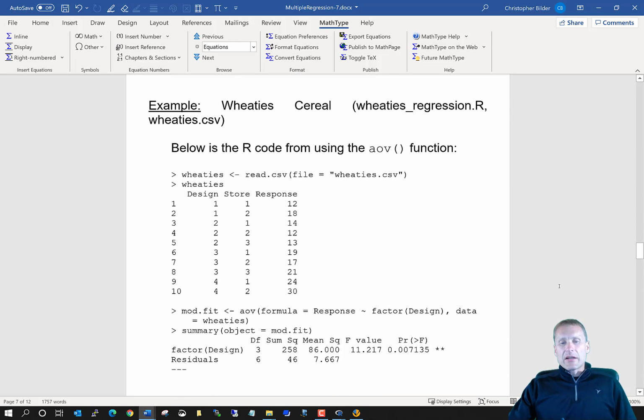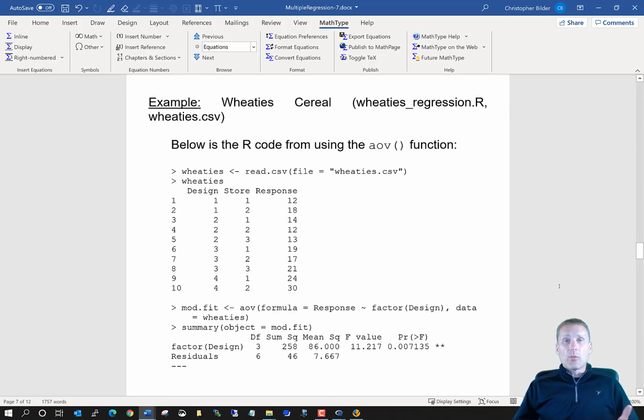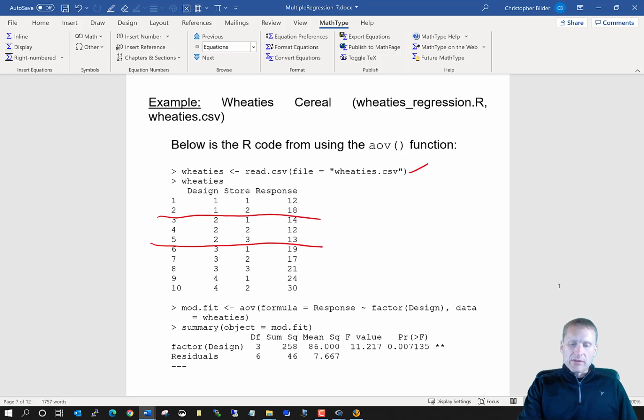Okay, so let's take a look at an example. This is going back to our Wheaties example that we've seen earlier. I read in my data as before, and if we notice, if I draw lines here between the different design types, our factor is design.